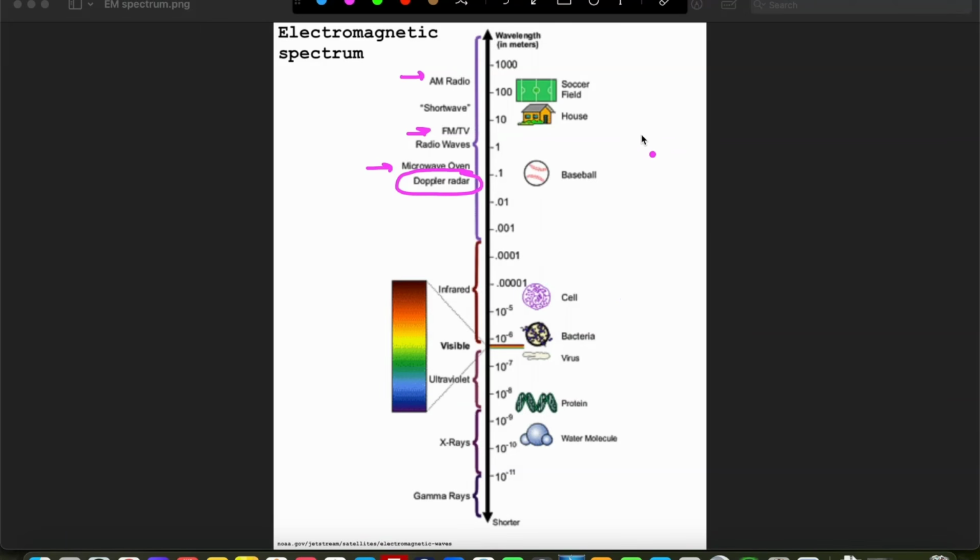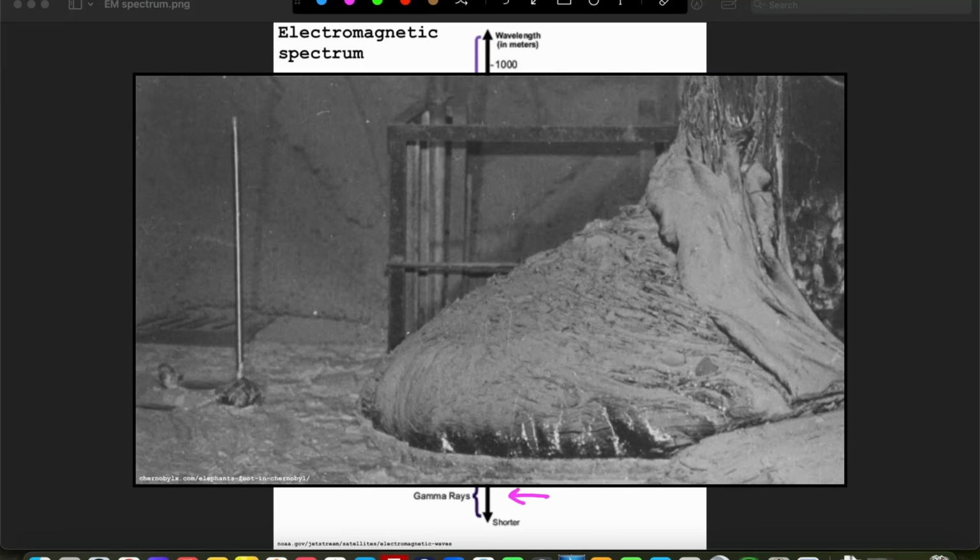Also, objects like a house, for example, are going to emit long wave radiation as well in that same portion of the spectrum. Then we go down the spectrum to shorter wavelengths, for example, ultraviolet radiation. That's going to be what the sun emits. X-rays as well. And then your shortest wavelength energy is going to be gamma rays. This is the energy that's emitted via radioactive decay. So if you were to go down to the basement of the Chernobyl nuclear power plant toward the elephant's foot, that's emitting a massive amount of gamma radiation, which is extremely toxic to humans.